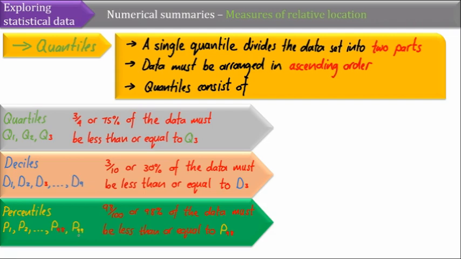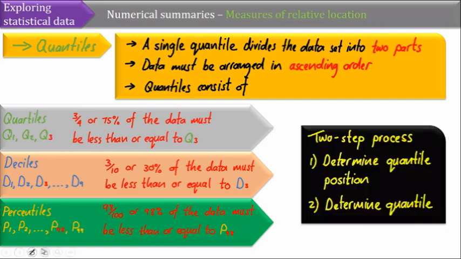So there's 99 percentiles, and if we take, for example, P98, then it means that if we indicate P98 on the x-axis with our data, then 98% of the data will be less than or equal to P98. Now, in order to determine percentiles, we have two steps. The first of all, we need to find the position of the percentile, decile, or quartile. So we'll just call it a quantile. We need to find its position, and then we need to determine the actual quantile value.